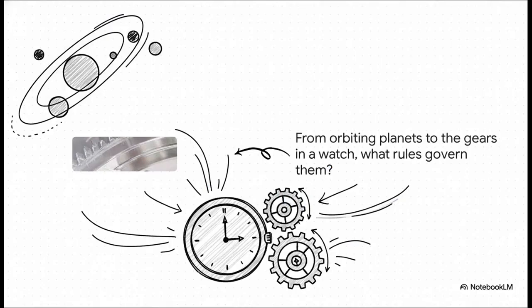So think about this for a second. What could a massive planet just hurtling through the vastness of space possibly have in common with the tiny, intricate gears inside a watch? It seems like they're worlds apart, right? Well, it turns out there's this single, incredibly elegant set of principles that describes the motion of both. And that, right there, is the heart of classical mechanics. It's the secret sauce that explains a huge variety of things we see every day.